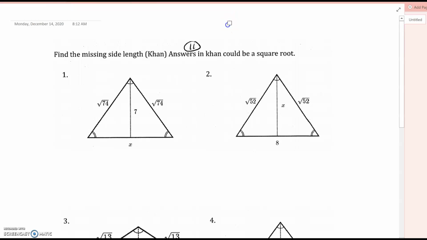So isosceles is where two sides and two angles are equal. All right. Find the missing side length.